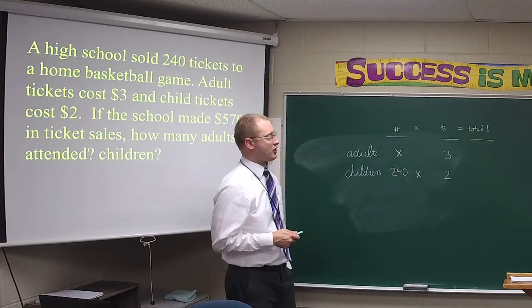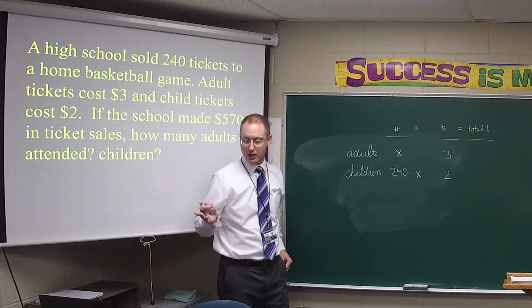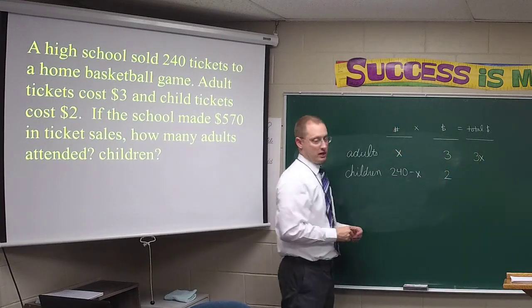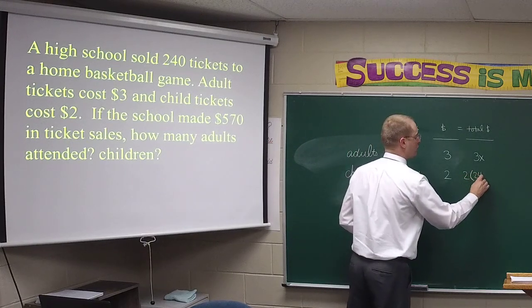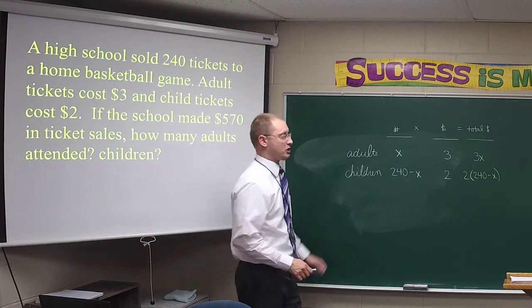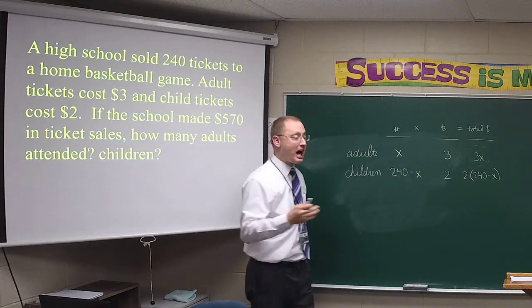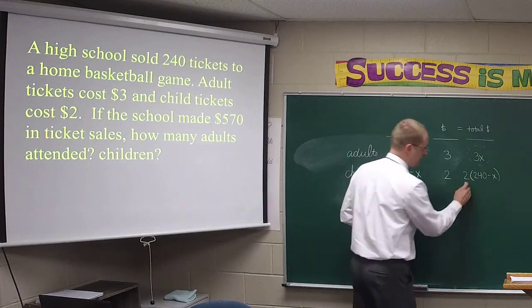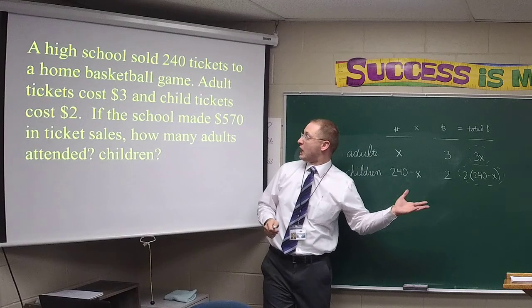So how would I represent all the money that was paid for adults to attend this basketball game, Kendall? 3x. How would I represent all the money that was spent for children to come to this basketball game? 2 times 240 minus x. If we wanted to distribute right there, we could, or we could wait till later. Really doesn't matter. But this right here is money. It's hundreds of dollars, presumably, off the adults. This here is money off of all the children who came, presumably hundreds of dollars.